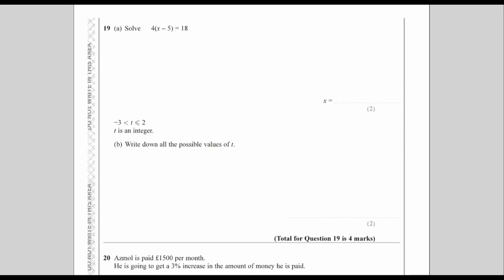Question 19. Solve 4 brackets x minus 5 equals 18. Now, if you've got a 4 in a bracket, that actually means you've got a little multiply between. Okay, so we're going to do a little trick and undo this. So we're going to divide it by 4, divide it by 4, to get rid of this times 4. So when we've done that, we've just got the x minus 5 left.